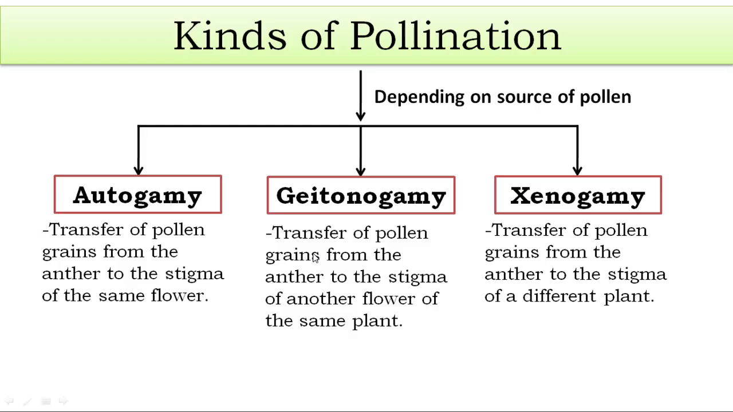Now there are three different kinds of pollination depending upon the source of the pollen. These three types of pollination are autogamy, geitonogamy, and xenogamy. I want you to remember these three terms really very well. Now, autogamy means when the transfer of pollen grains happens from the anther to the stigma of the same flower, then it is called autogamy.